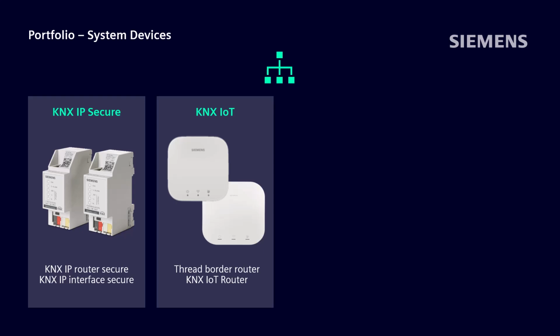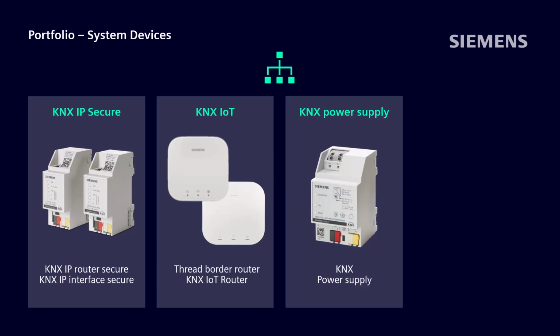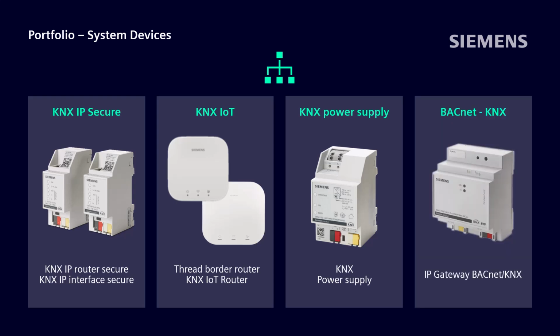The Thread Border Router manages the connection of the wireless participants in the thread-based mesh network. The KNX power supply provides the necessary energy for KNX subscribers. In addition, we offer a variety of gateways that enable a connection to other bus systems such as BACnet.